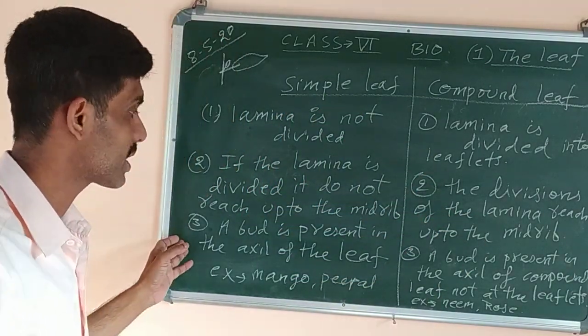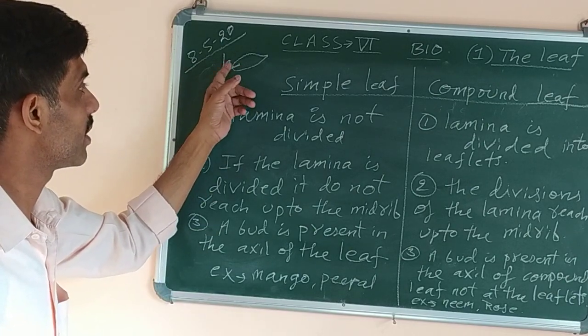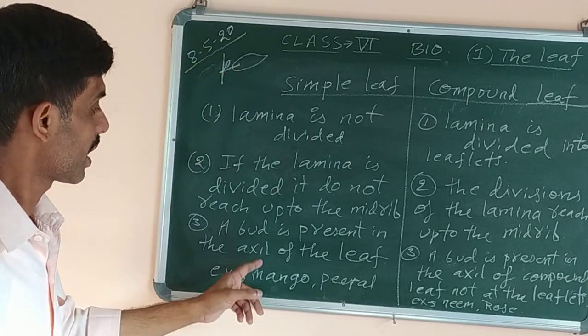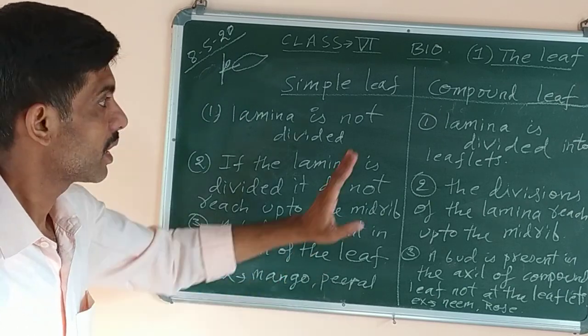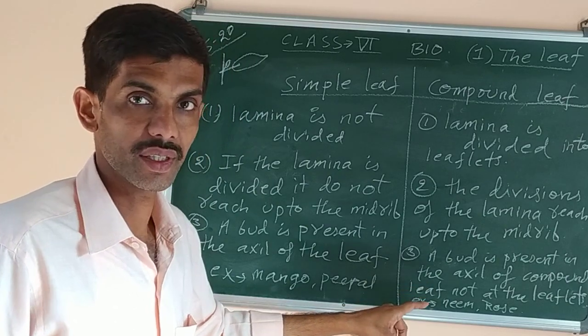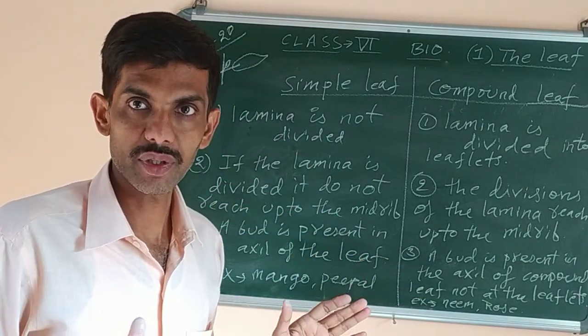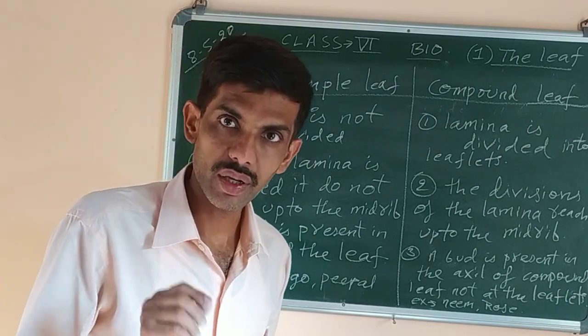And the third and last difference: in a simple leaf, a bud is present in the axil of the leaf and the stem. An example: mango and peepal. In a compound leaf, a bud is present in the axil of the compound leaf, but not in the leaflets. So today this much only. Thank you. I'll give you the homework. You can do it.